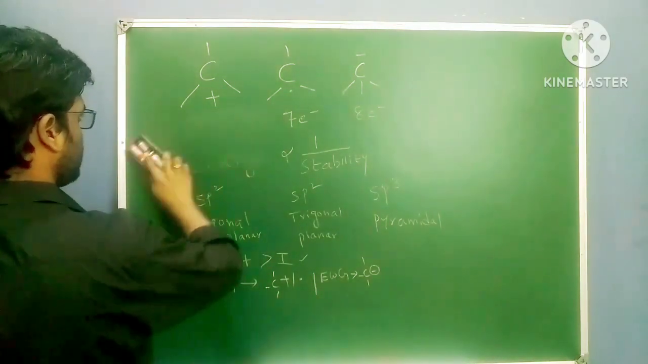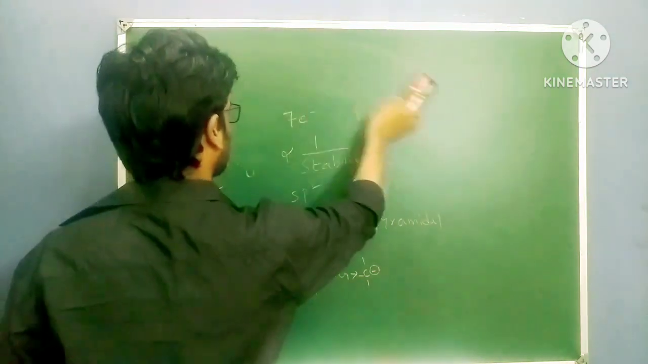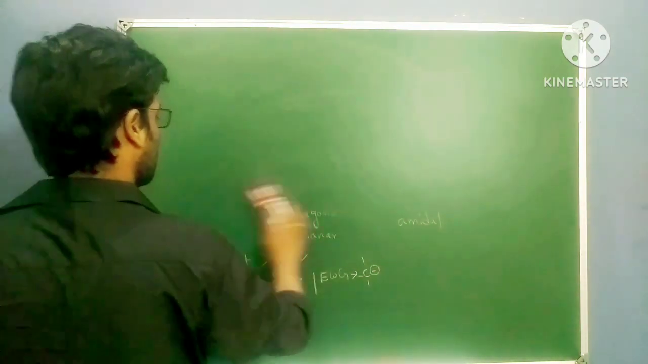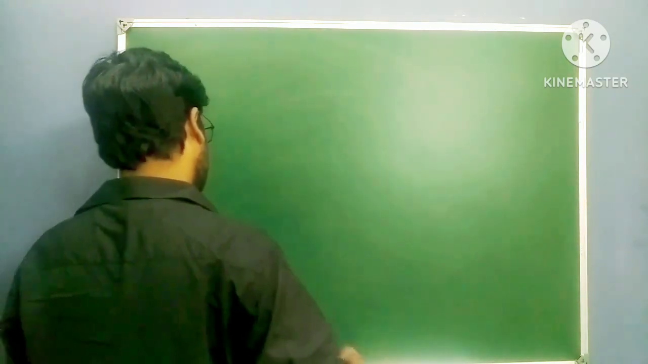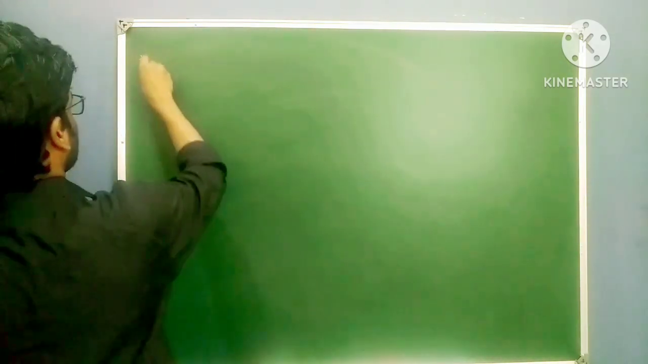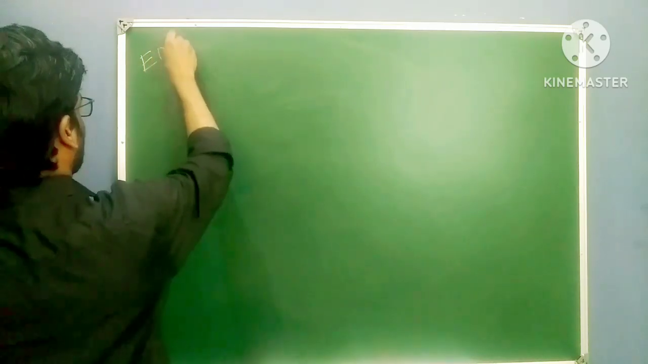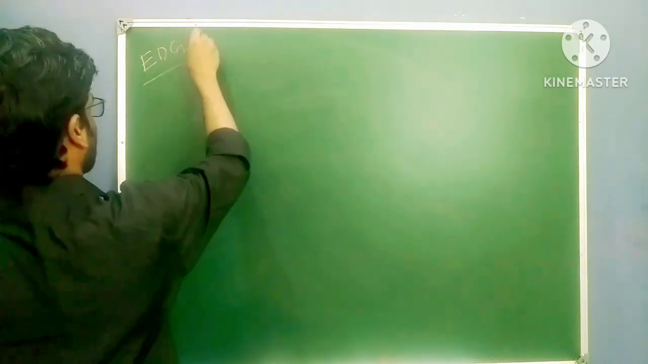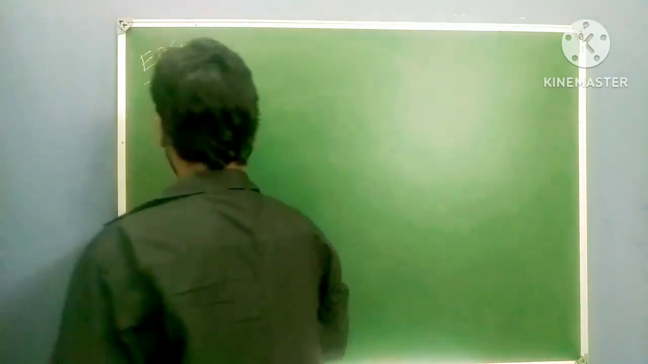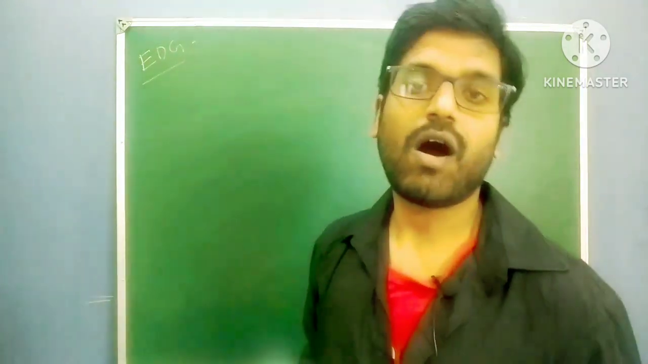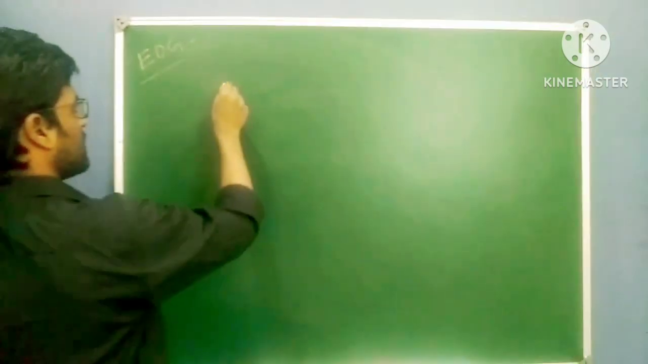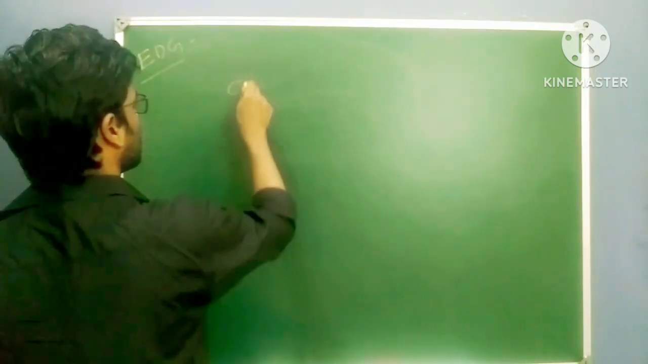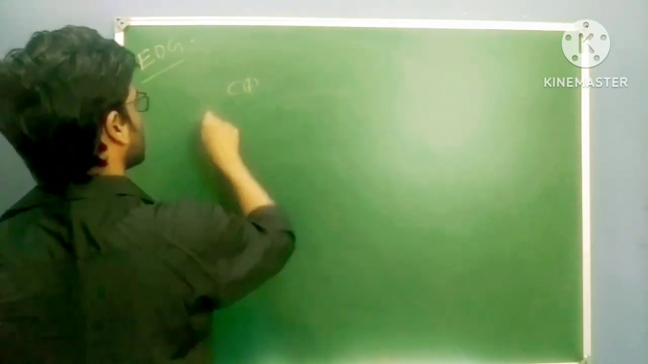These three, with electron donating groups and electron withdrawing groups. First of all, I'm going to discuss electron donating groups. I'm taking carbocation or free radical first because both cases are the same. First example, I'm taking carbocation.